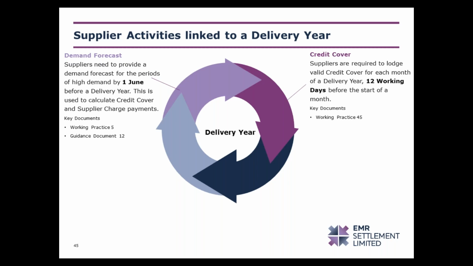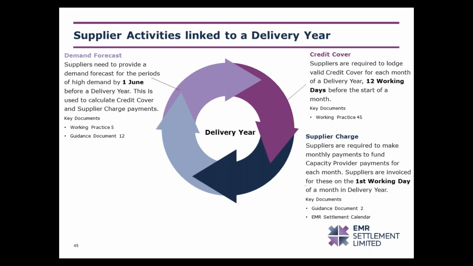The credit cover, you need to lodge valid credit cover for each month of the delivery year. Of course, you can lodge a whole amount in one go if you want to, but you need to make sure every month it still maintains validity. Key document there is work in practice 45. As I said, please look at that because you've got an updated process, and any letters of credit need to go through the SWIFT banking system. And make sure you're lodging the credit cover to the correct bank account. If you're submitting cash, it's the ESC bank account, but that is all detailed in work in practice 45. So just remember, 15th of September is the first deadline for that.